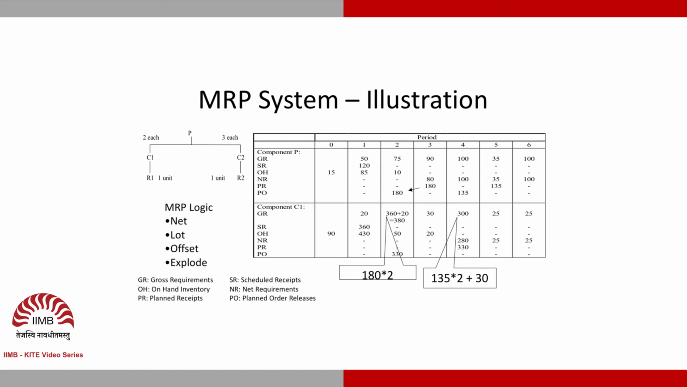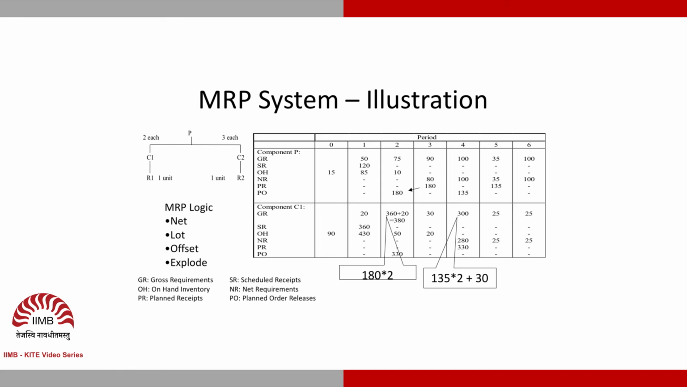On the slide, we are showing a summary of MRP logic, the 4 steps as net, lot, offset and explode. If you look at this table, for component P, we have the gross requirements which are coming as MPS for item P as 50, 75, 90, 100, 35 and 100. Now, this gross requirement is to be netted against the inventory. Inventory we have on hand is 15, that is end of period 0, and we also have a scheduled receipt of 120.